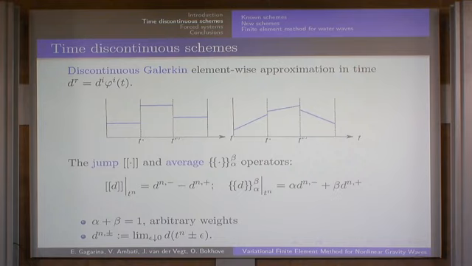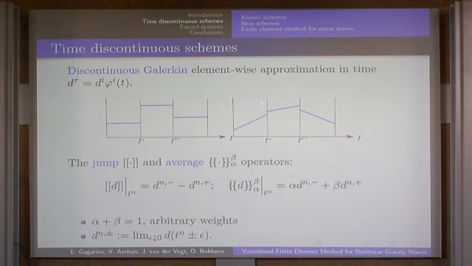Here you see time. We chop the time axis into slices, into elements, and in each element we approximate our variables as polynomial expansions. So we can choose piecewise constant expansion, piecewise linear expansion, quadratic, and so forth. We allow our functions to be discontinuous over the time edges.